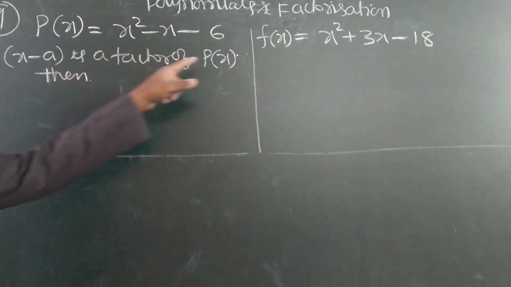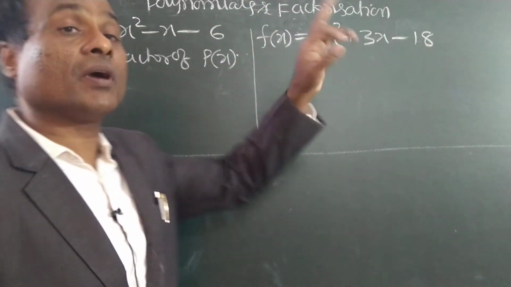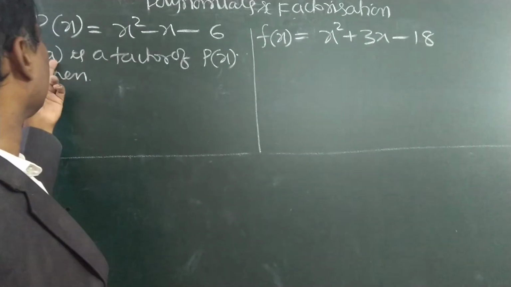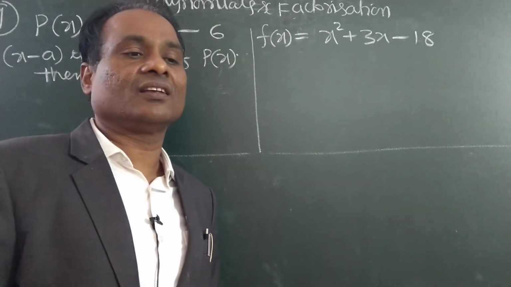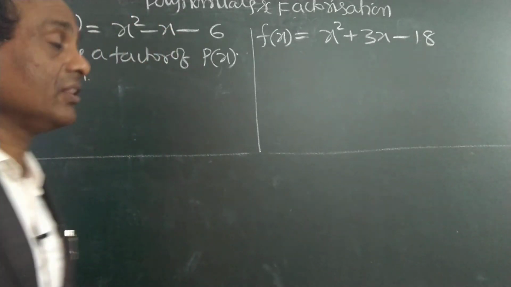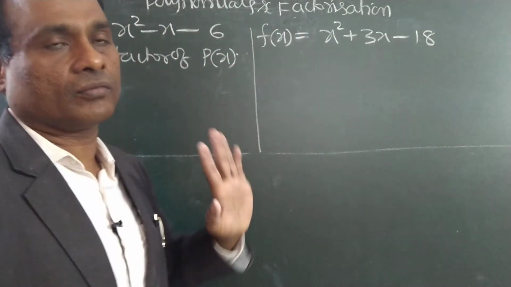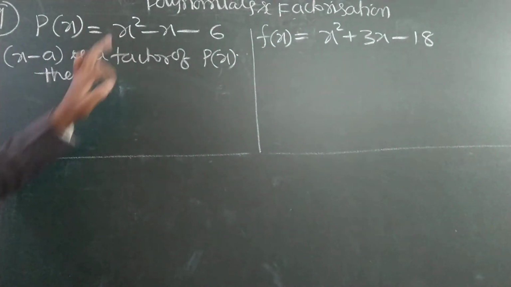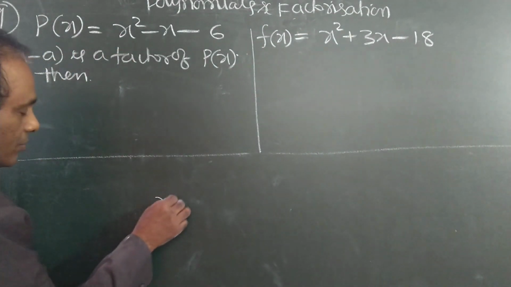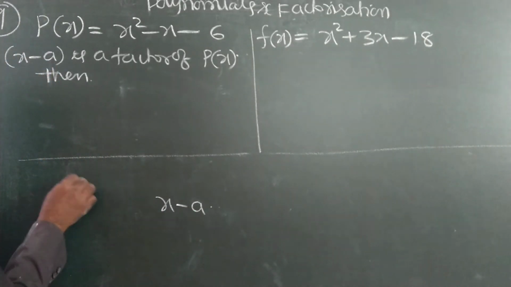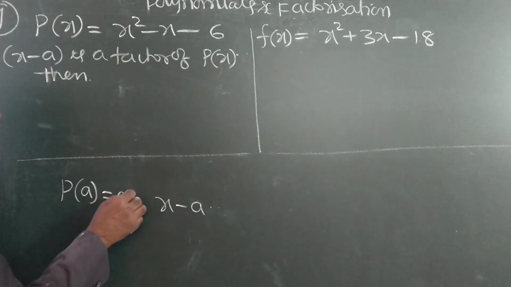Here, x minus a is a common factor. It is stated that x minus a is a common factor. Common factor means it is a factor of this, it is also a factor of this. If x minus a is a factor, then p of a is equal to 0. See the factors theorem.